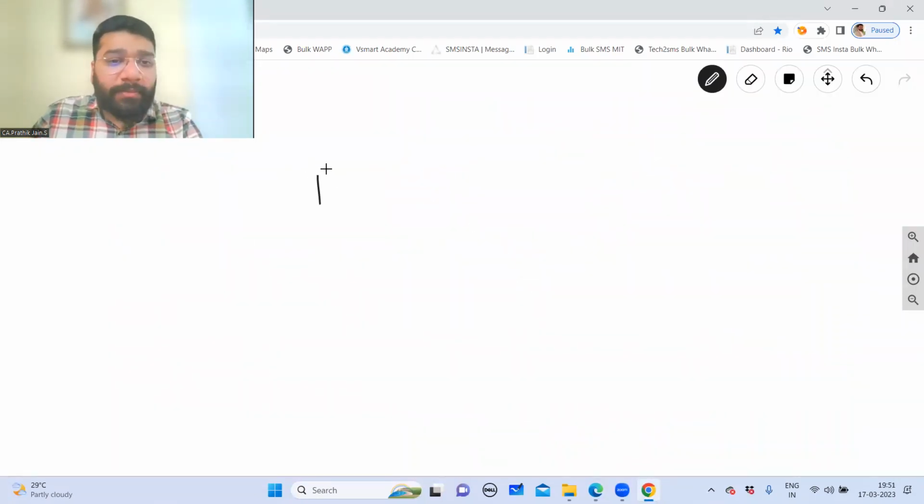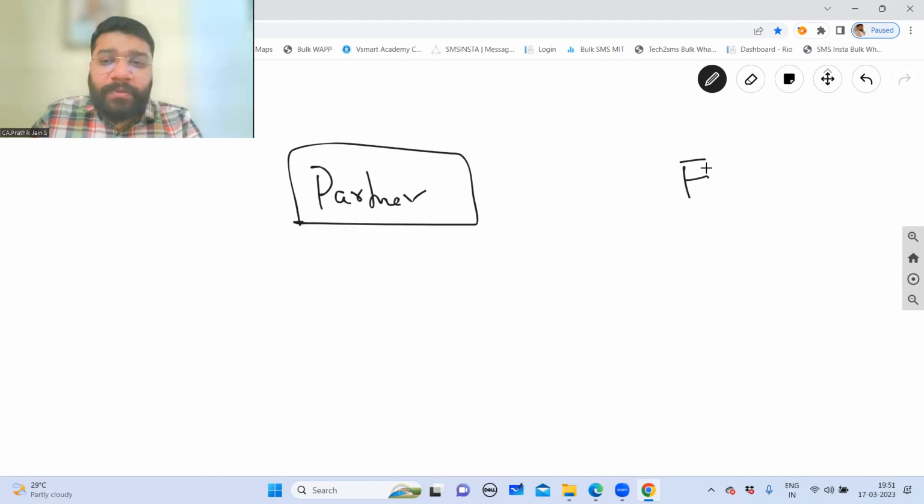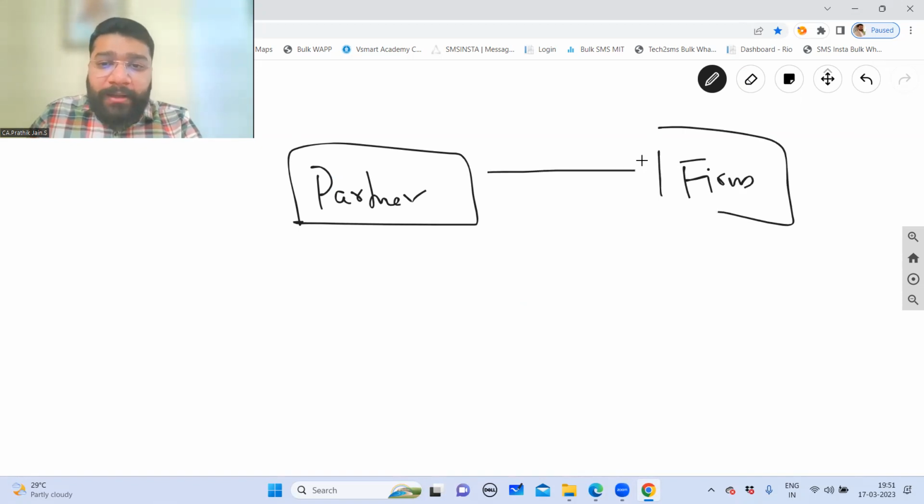To understand the concept, this is a partner, and this is a firm. So the partner is giving a loan to the firm. So for the firm, is it an asset or a liability? That is a liability because they have to pay in future. What is a liability? Anything that the firm has to pay to somebody in future is a liability.